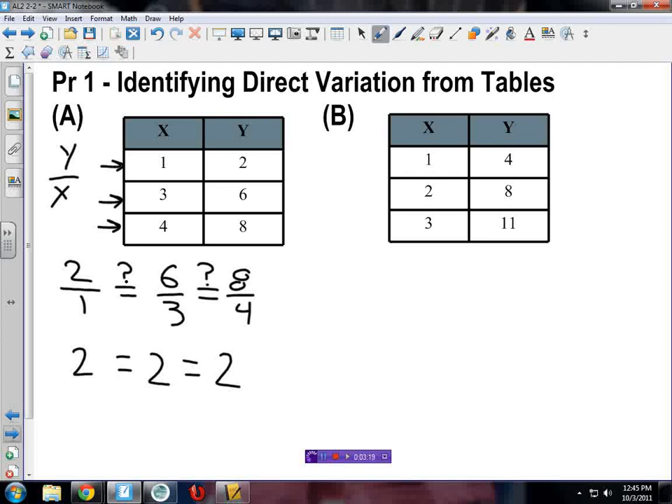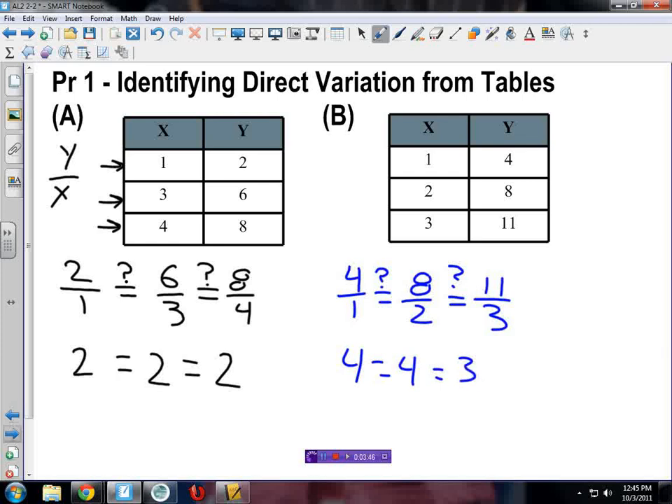Let's look over here at B. If I go y over x, I get 4 over 1. Is that equal to 8 over 2? Is that equal to 11 over 3? This one's a no. The first two look good, but that third one messes up, because the first two are each equal to 4. The last one is 3.75, so that's not equal, which makes it not a direct variation.